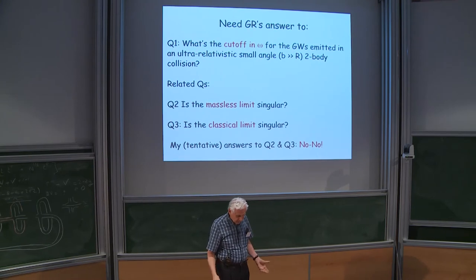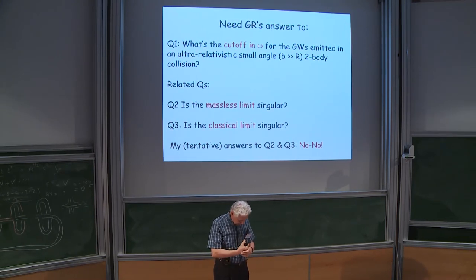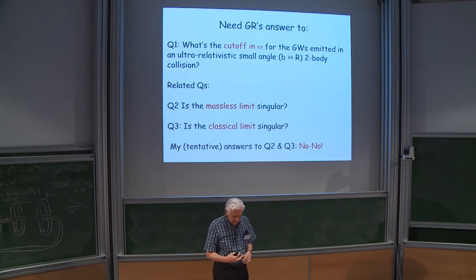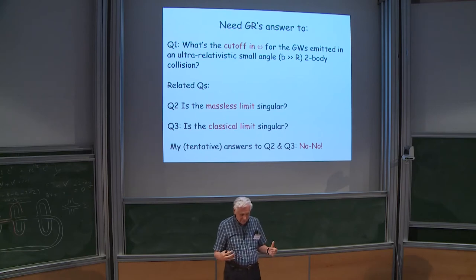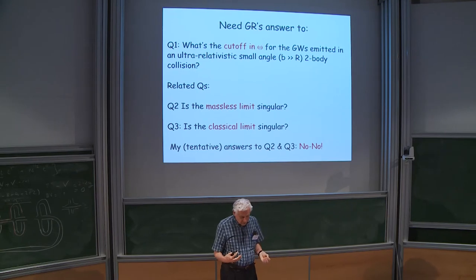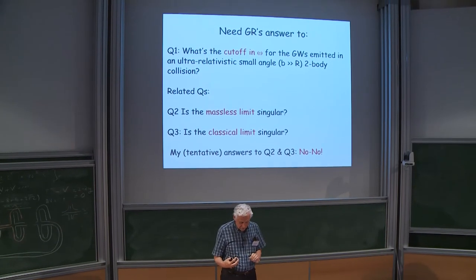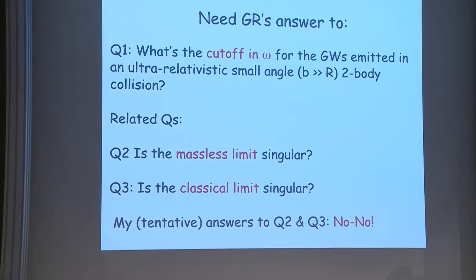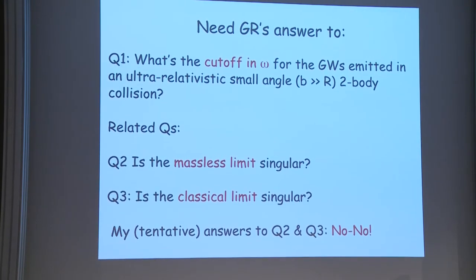So, bottom line, we need the gravitational, the GR answer to the question, what is the actual cutoff in omega for the gravitational waves emitted in such a process? And there are related questions. For instance, is this cutoff in omega singular in the massless limit? Second question, is it singular in the classical limit?